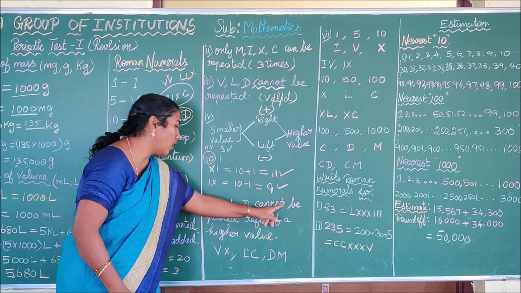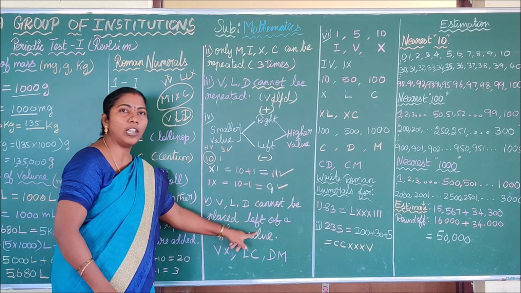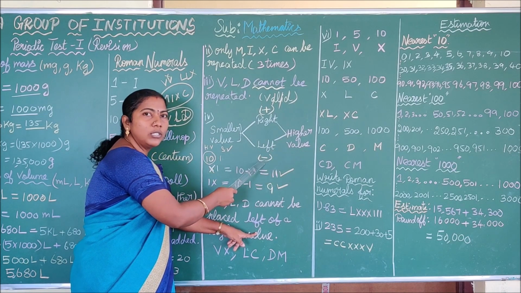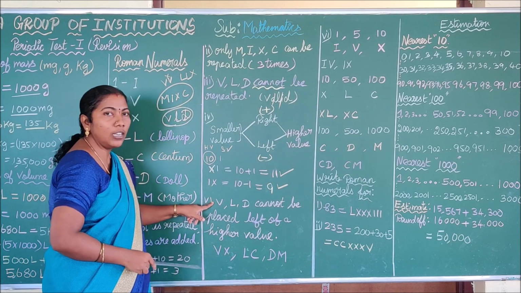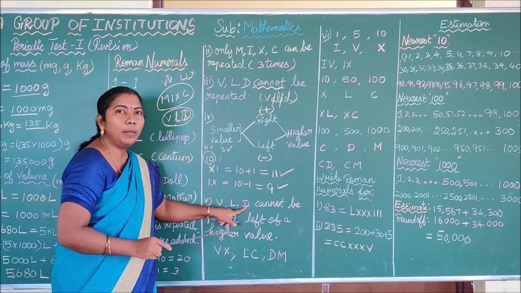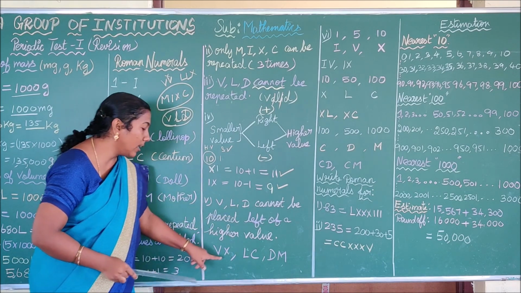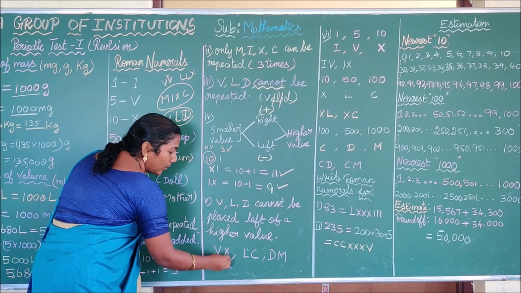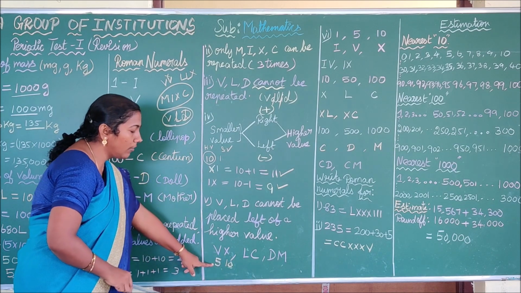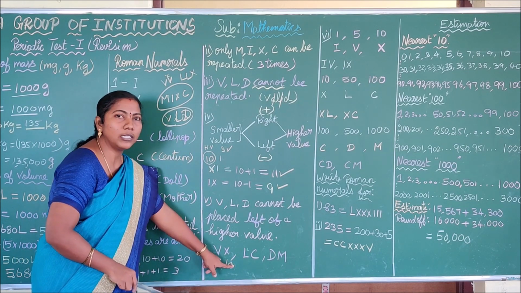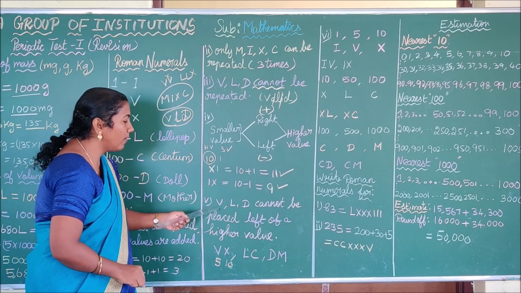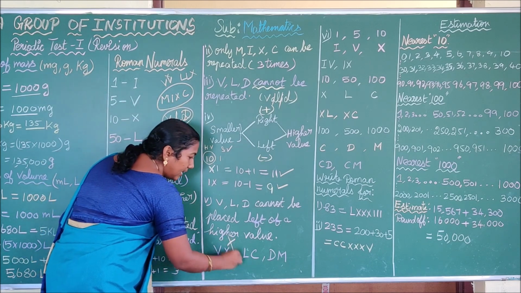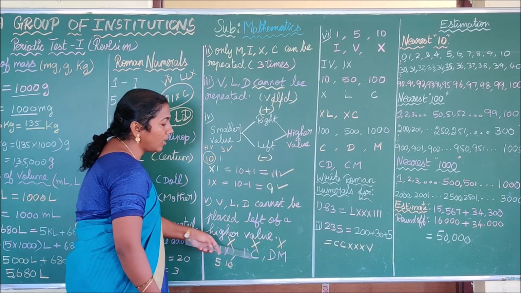V, L, D cannot be placed on the left of a higher value. Here we have seen that if the smaller value is placed left of the higher value, you have to subtract. For this there is also a condition: V, L, D cannot be placed on the left of any higher value. See here V, X. V is the smaller value 5 and the value of X is 10. Here we have written the smaller value left of the higher value. You can't subtract this because this is an invalid case. So we never write V, L, D on the left of any higher value. So this is an invalid symbol. You can't write like this.